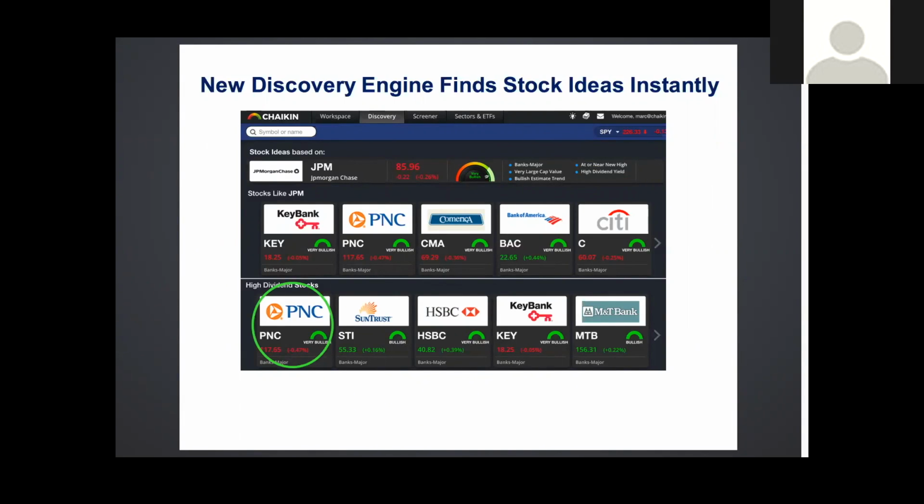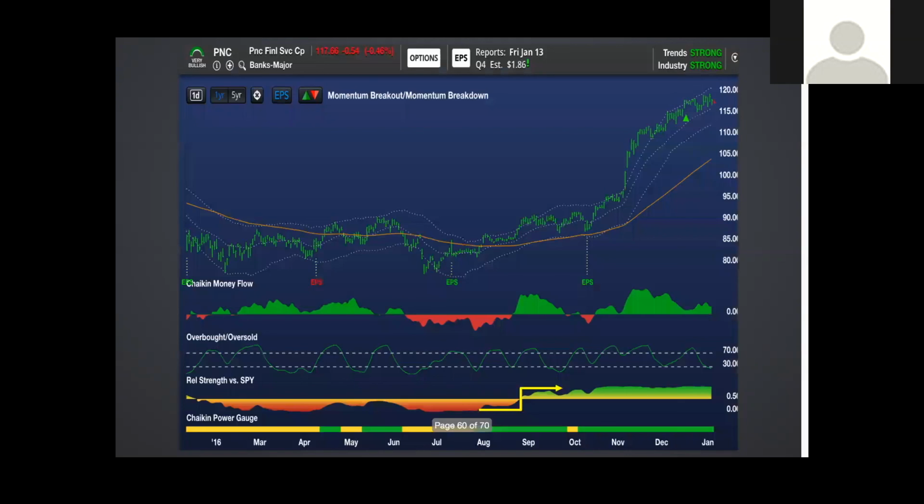bullish power gauge. They're all in the major bank sector, and they're ranked by relevance, meaning by the strength of the similarity to JP Morgan. So key banks: PNC, Bancorp, Comerica, Bank of America, and Citicorp. Potential candidates if you like the major banks. But I also have a slice in that output that shows me high dividend paying stocks. PNC is an example of that.